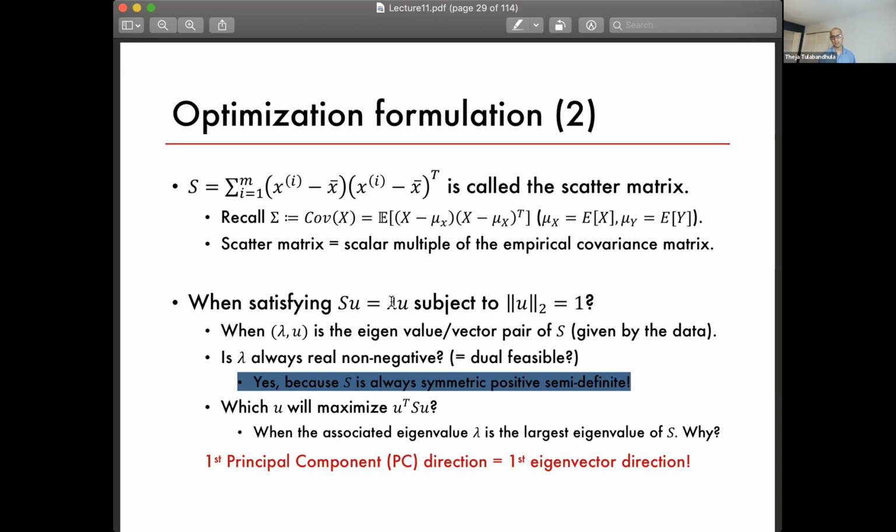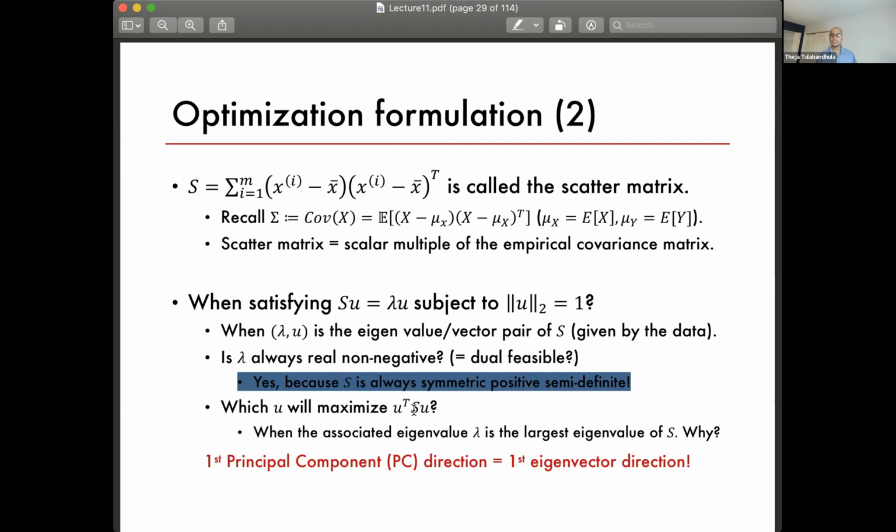is equal to lambda U, which means that we're maximizing U transpose lambda U, right? And lambda is a scalar, so just bring it to the front. Then you just have lambda times U transpose U, and U transpose U is just unit norm, right? So if you want to maximize this objective, then you better pick the lambda which is the highest. Okay? So therefore, we are actually picking the highest eigenvalue and its corresponding eigenvector. Okay. So we picked the highest eigenvalue and we found its corresponding eigenvector.